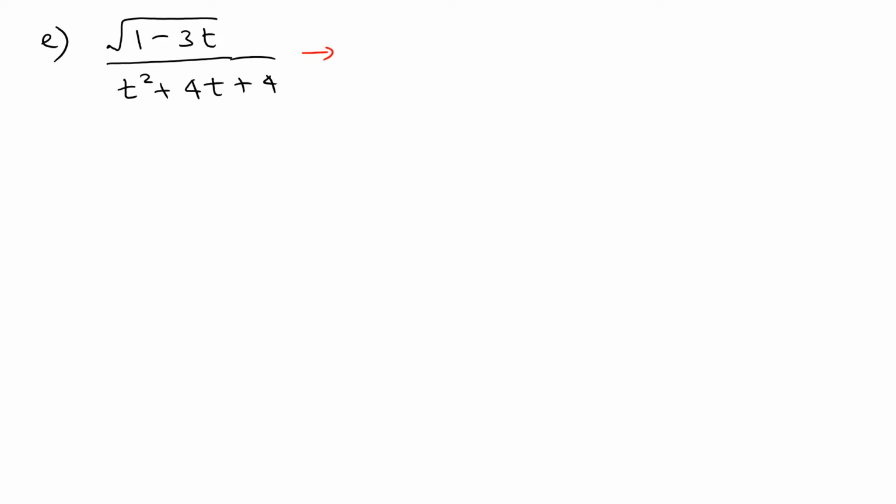Next we have E: the square root of 1 minus 3t, divided by t squared plus 4t plus 4. You can see that because of the square root sign, this is not a rational function. This is because the top is not a polynomial. So this is what we call a fractional expression.